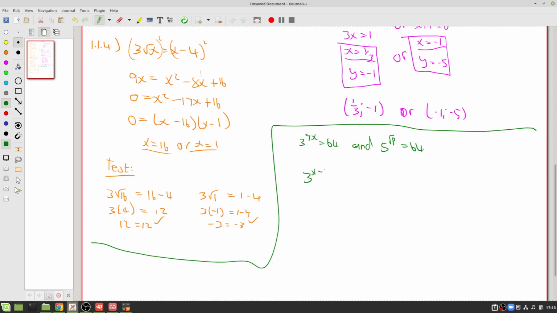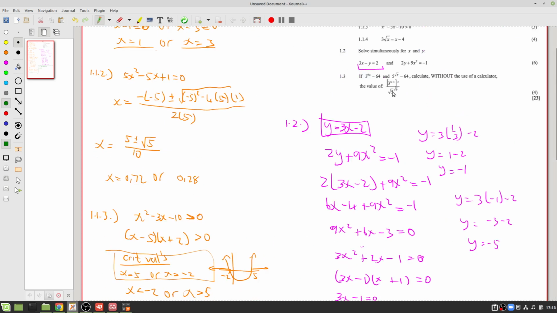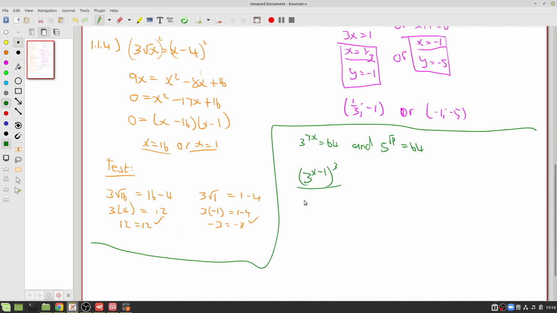3 to the x minus 1 cubed over, and then it was root 5 to the root p. Yeah, root 5 to the root p. So we have to figure out what this expression is equal to, if we know that. Let's make the 9 a little bit more 9-ish. All right. So the top part here looks actually pretty straightforward. The bottom part here looks a bit dodgy, with all the roots involved.